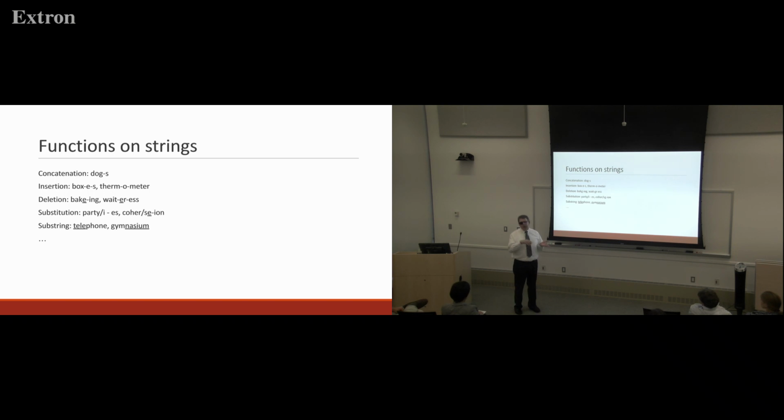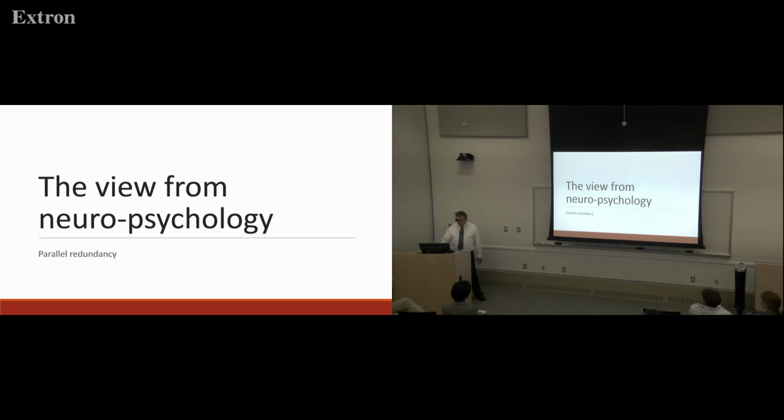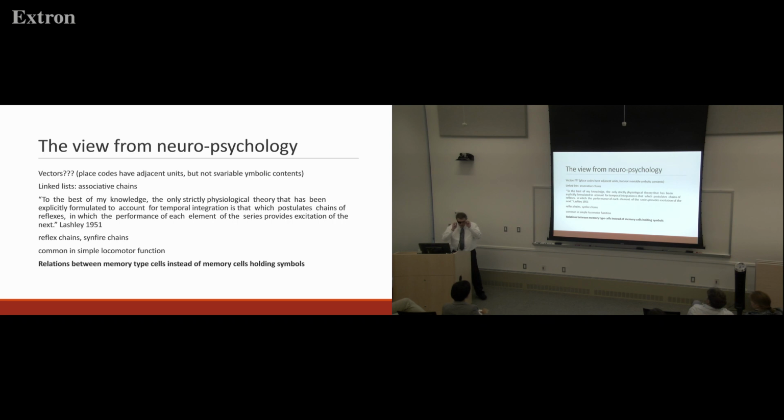And you might choose one data structure over another because it has an efficient implementation of, let's say, concatenation, if that's what you're going to do a lot of. Okay, so that's sort of the perspective from computer science. The perspective from neuropsychology is different.